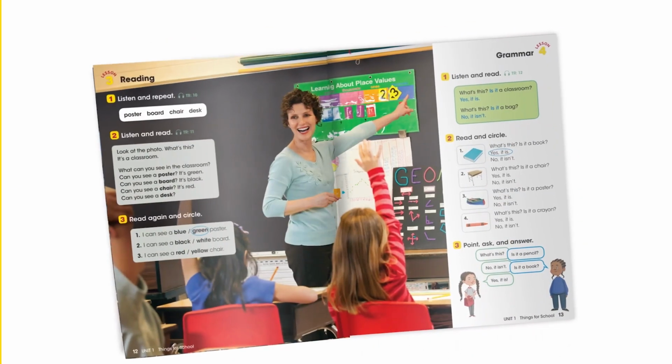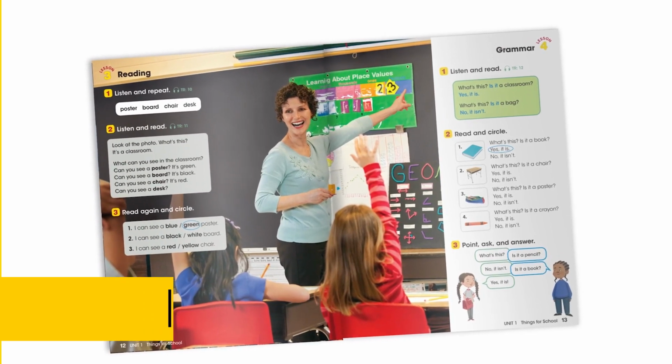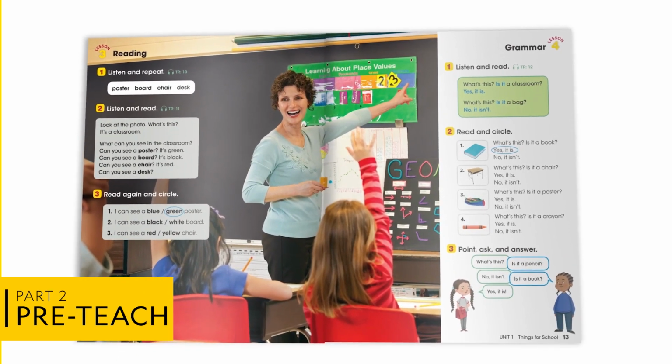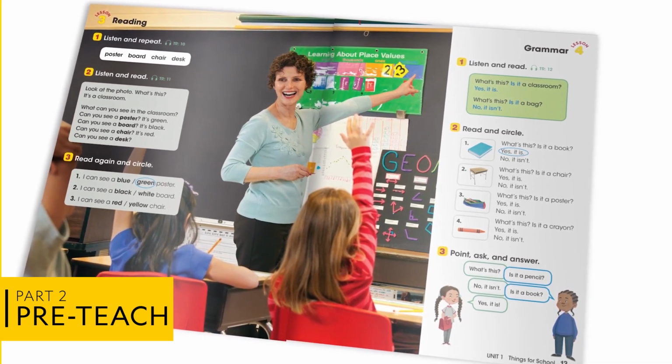Have students open their students' books. In Activity 1, play the audio track so students can listen to new words and repeat them. Have students point to each new word in the student's book photo.